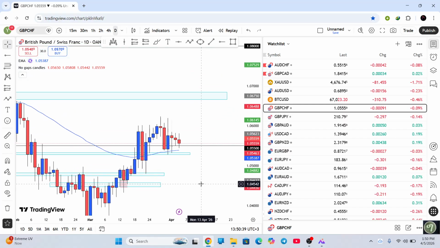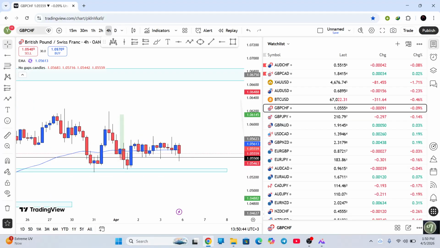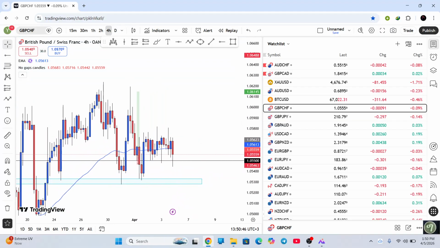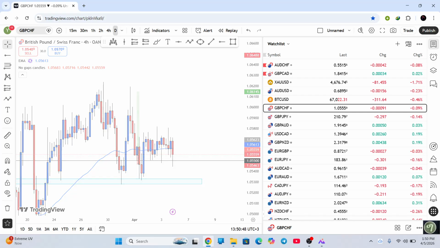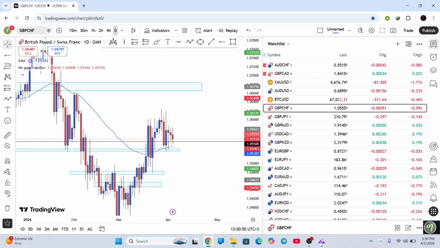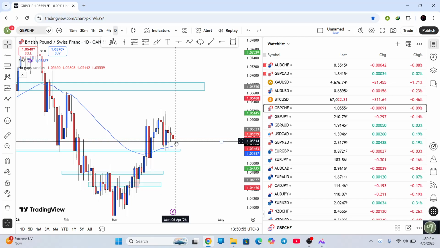GBPCHF, not interested. I took one trade over here and we got stopped out. You don't wanna see bearish candlesticks to take the buy here. Okay, I'm gonna wait. Let me make it clean.